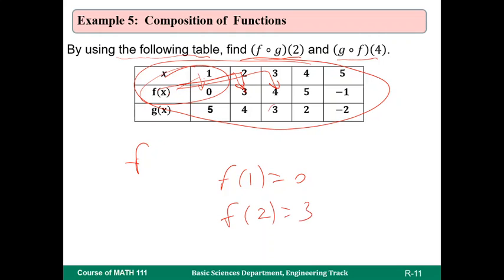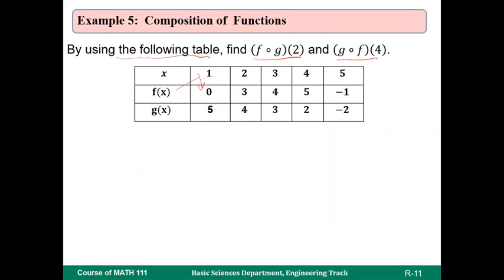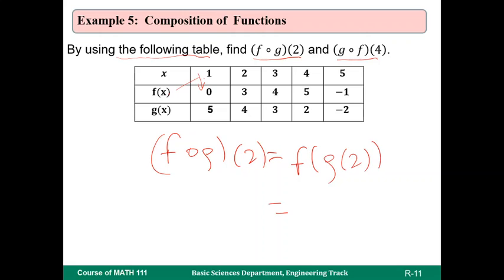And in the same way, what does this correspond to? This is g of 3. G of 3 is equal to 3. So it's a table. Now it says find f composition g of 2. What's the meaning of f composition g of 2? This means f of g of 2. So what is g of 2 first? It's 4. So from the table you have 4. What is f of 4? So f of 4 is 5. So the answer is 5 for the first one.